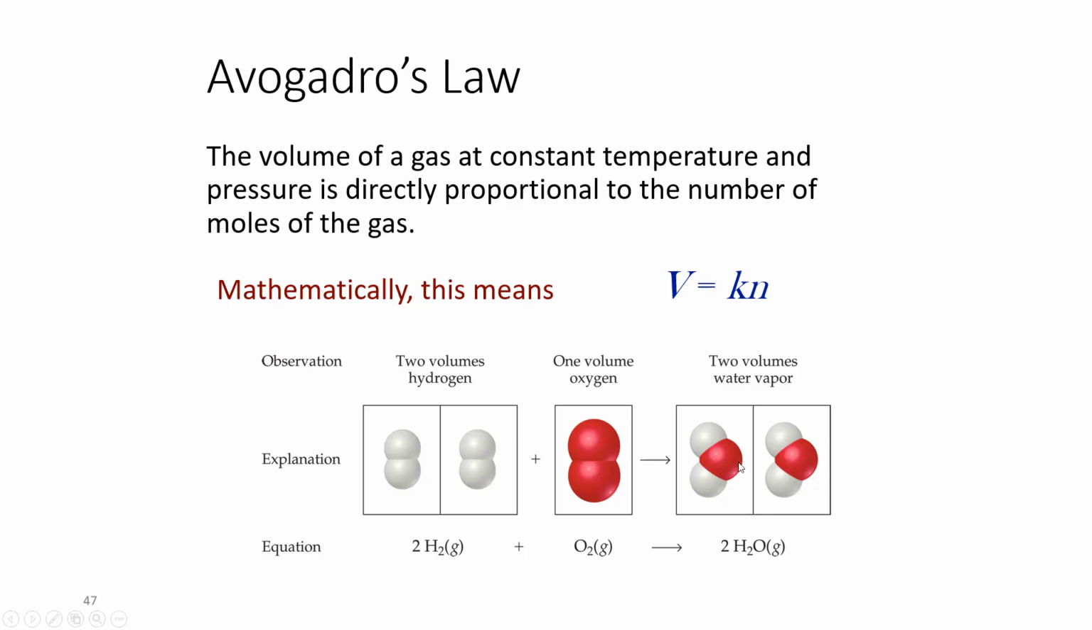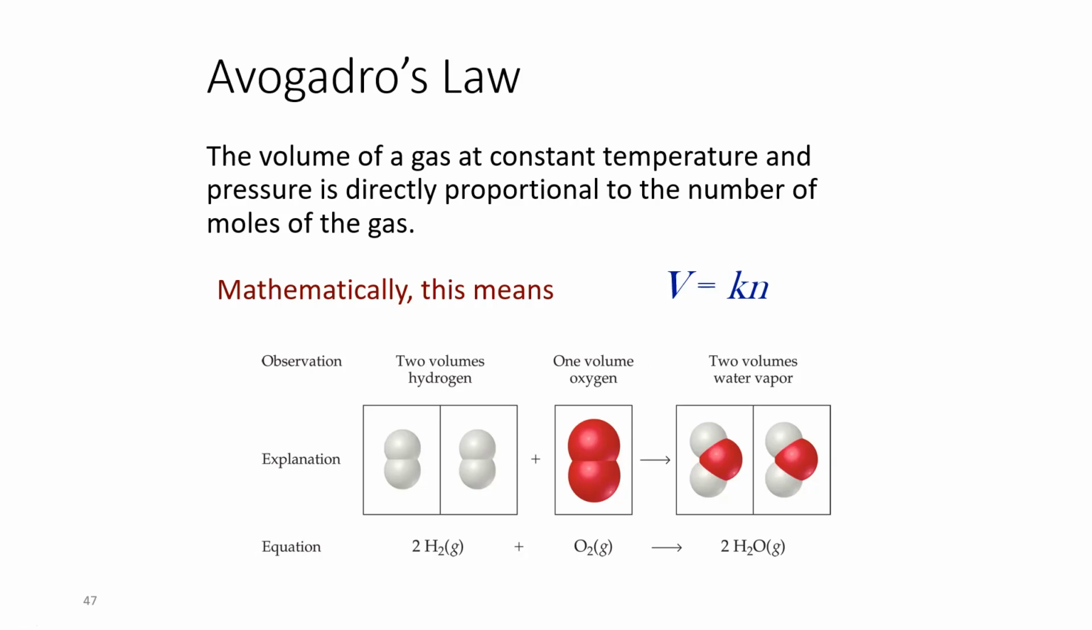Since we're still only getting 2 moles, the same amount of moles as the hydrogen, the volume here would be the same. That's why we've got 2 volumes and 1 volume. It's just looking at the molar ratio there.